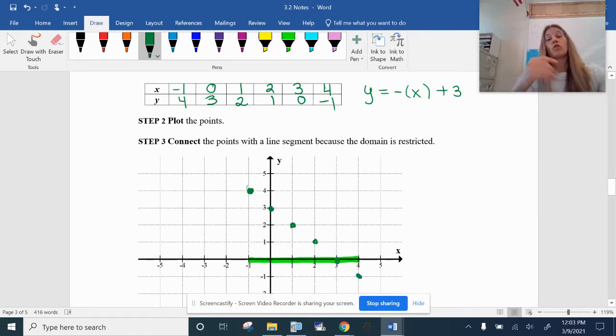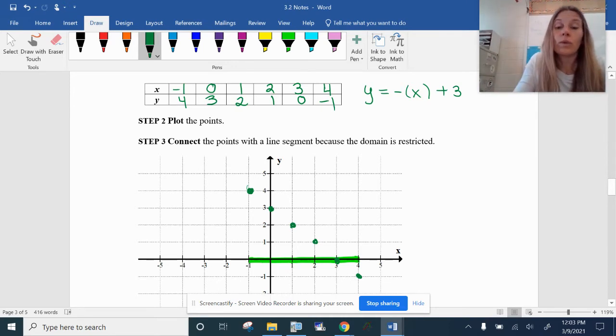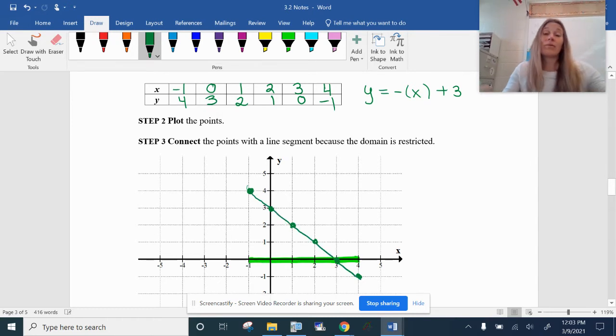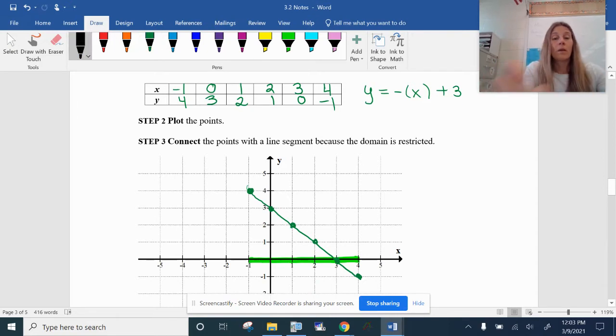Now, normally we would draw a line with arrows on the end, but because we have this restriction, I can only go from this point to this point, and I would have to stop, making it a line segment. So now we can see that the x value here, this domain, stopped at -1, and then the graph stopped here at the 4.